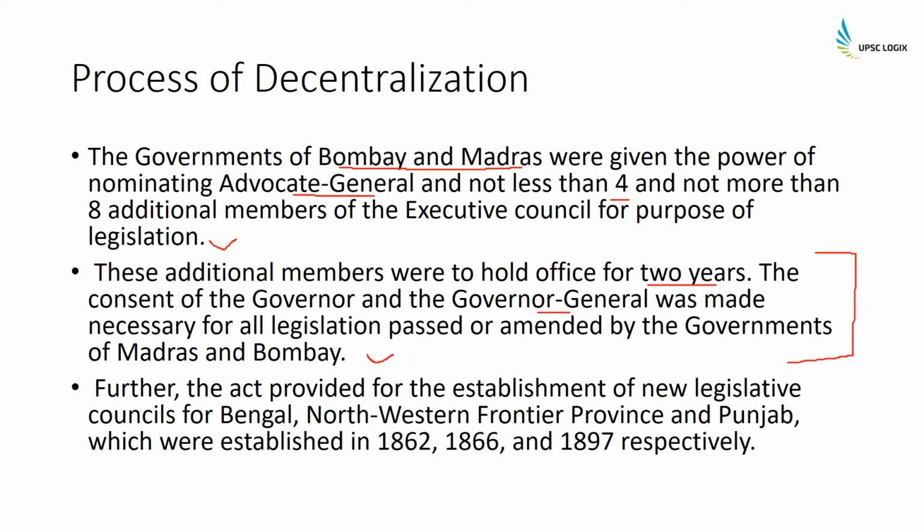Furthermore, this act provided for the establishment of new legislative councils for Bengal, the North-Western Frontier Province, and Punjab. As we have seen, this was an additional power of the Viceroy, and they were established in 1862, 1866, and 1897 respectively.